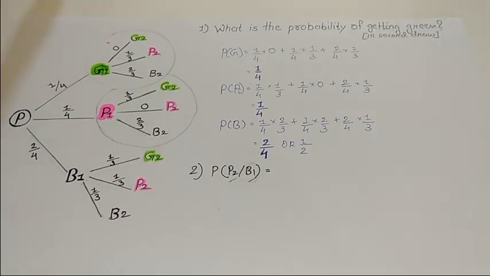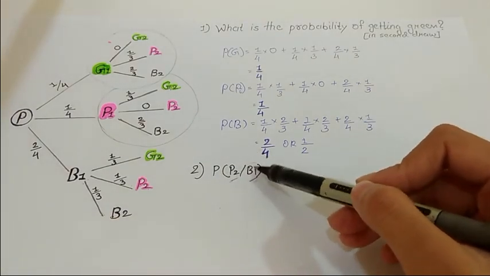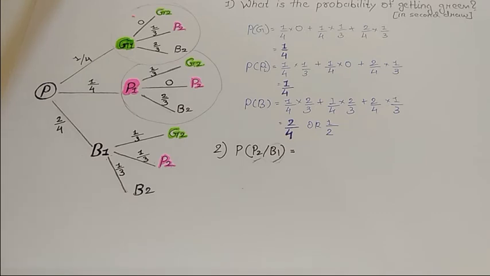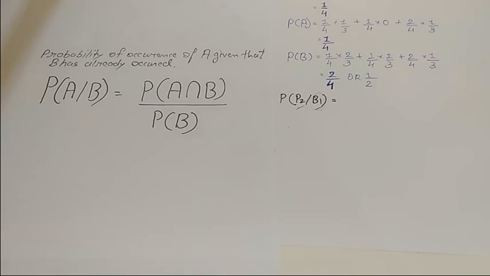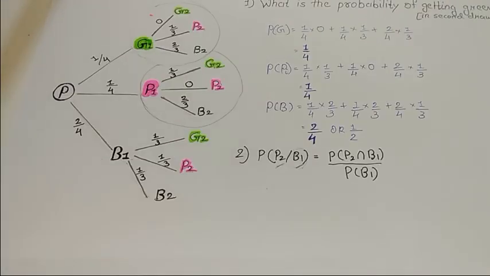Now the second question is probability of P2 given B1, P2 bar B1. So it asks what is the probability of getting pink ball in the second row given that black ball has come in the first row. Now there's a formula that P of A given B is equal to P of A intersection B upon P of B. So P of P2 given B1 will be equal to P2 intersection B1 upon P of B1.